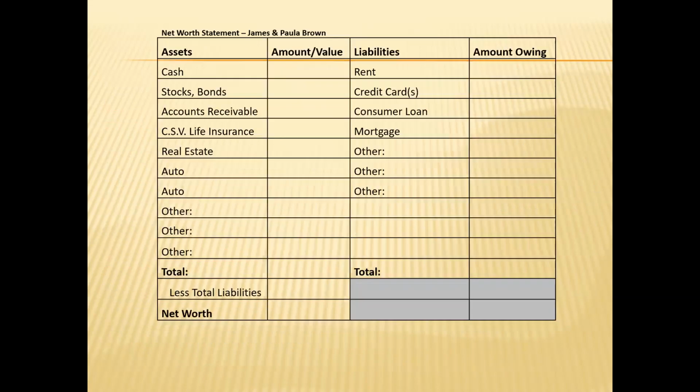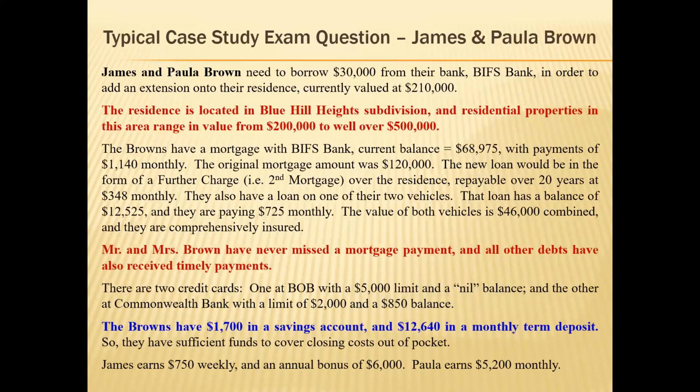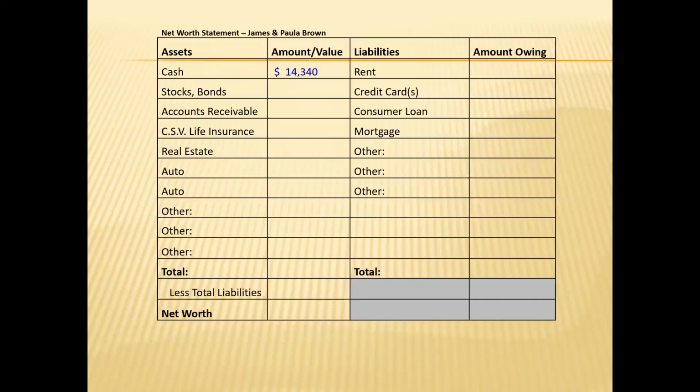Okay, so let's move forward with this. Let's look at their net worth. Let's complete the net worth statement. So what is the first item on this that we need to complete? Cash. Okay, so the blue writing says the Browns have 1,700 in savings and 1,260 on a monthly term deposit. That gives us a total of what? $14,340. 14,340, yes.